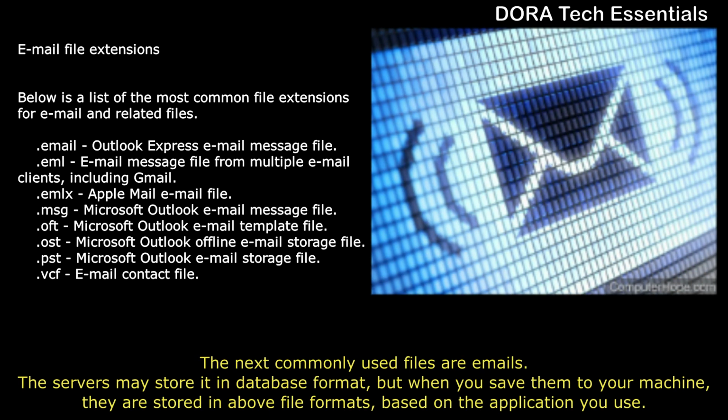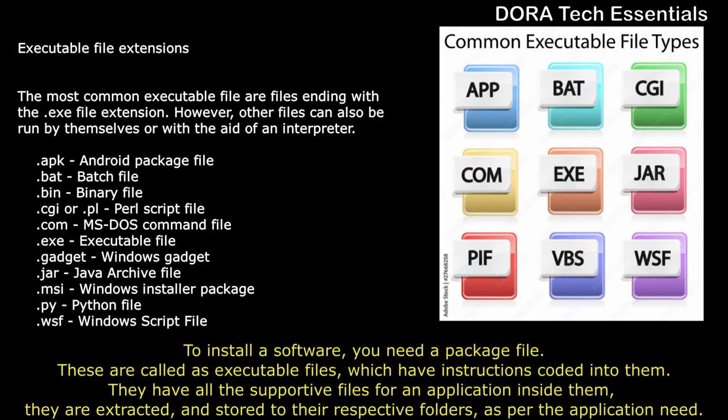The next commonly used files are emails. The servers may store them in database format, but when you save them to your machine, they are stored in the above file formats, based on the application you use. To install software, you need a package file. These are called executable files, which have instructions coded into them. They have all the supportive files for an application inside them. They are extracted and stored to their respective folders, as per the application's need.